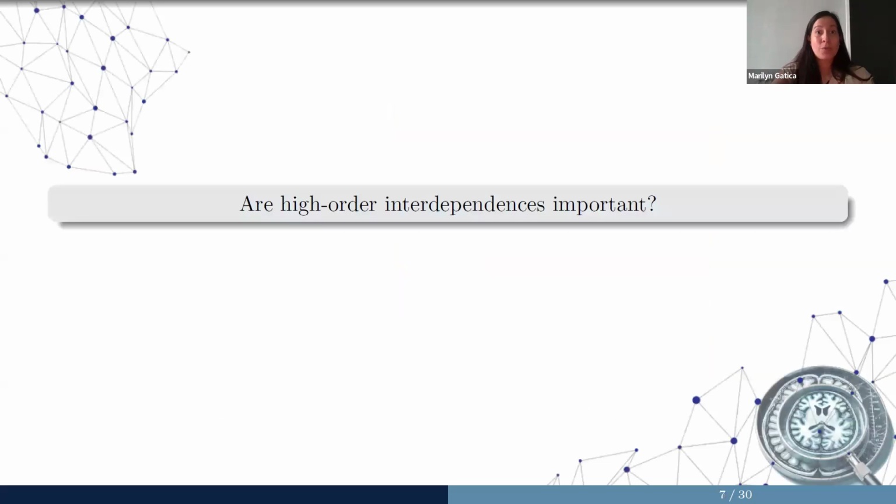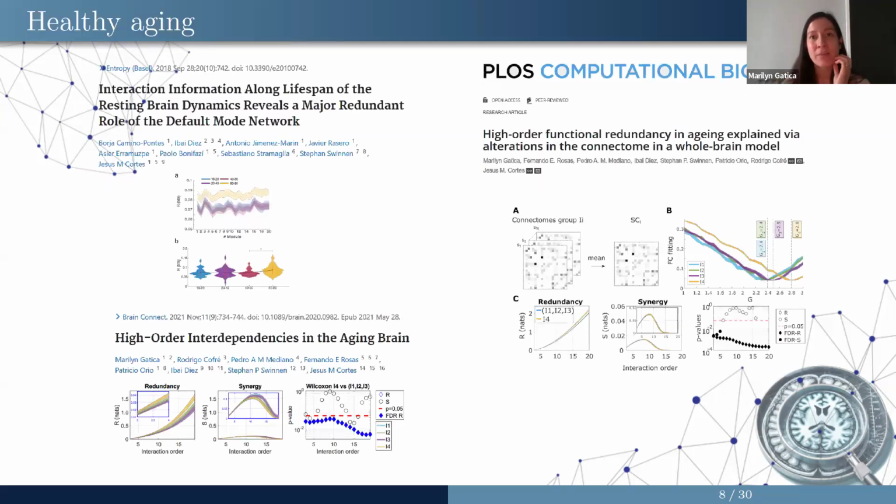So far, we have these different high-order interactions, and I would like to ask you if you think the high-order interdependencies are important or not. And I hope that if you are not already convinced of that, you will be convinced at the end of this talk. And I will start with this pioneer study in healthy aging.